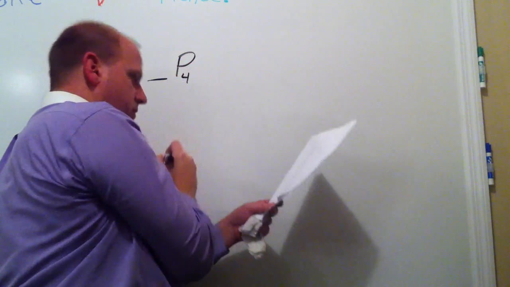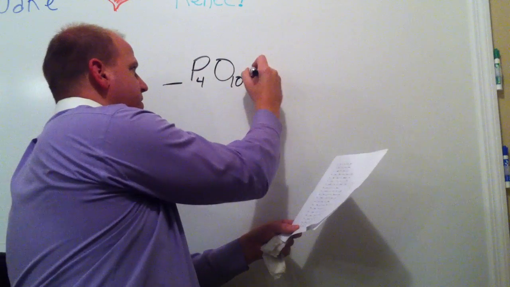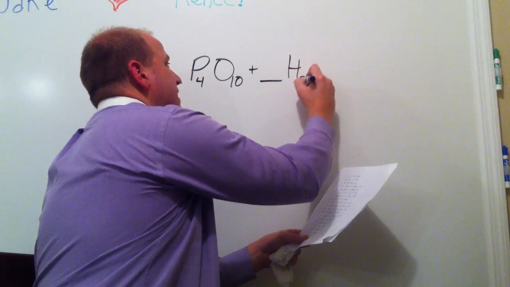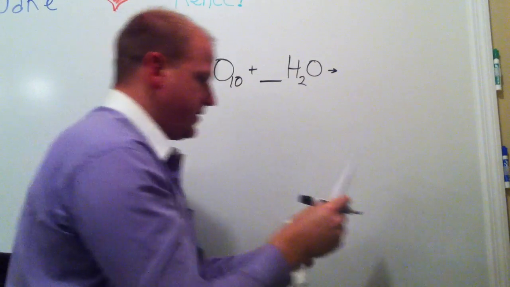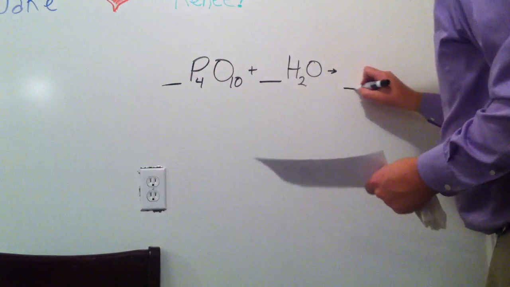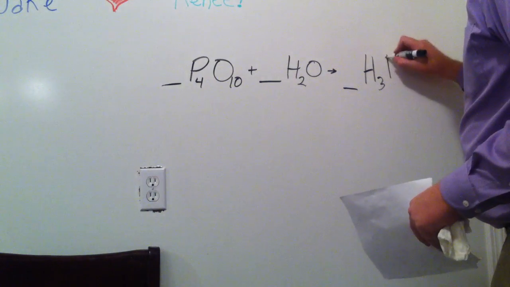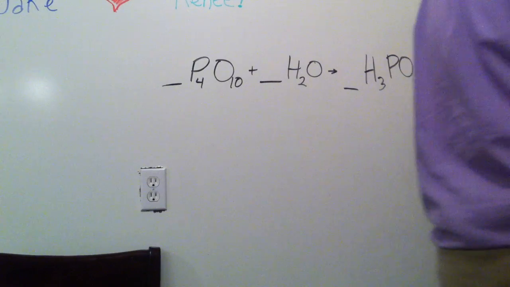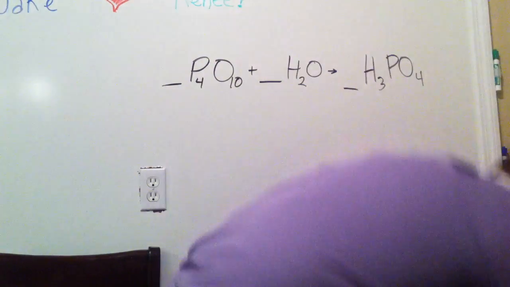So let's see, let's do blank P4, O10. P is potassium, O is oxygen. That's combined with water, H2O. And that is going to create H3PO4. Okay. So let's take a look.